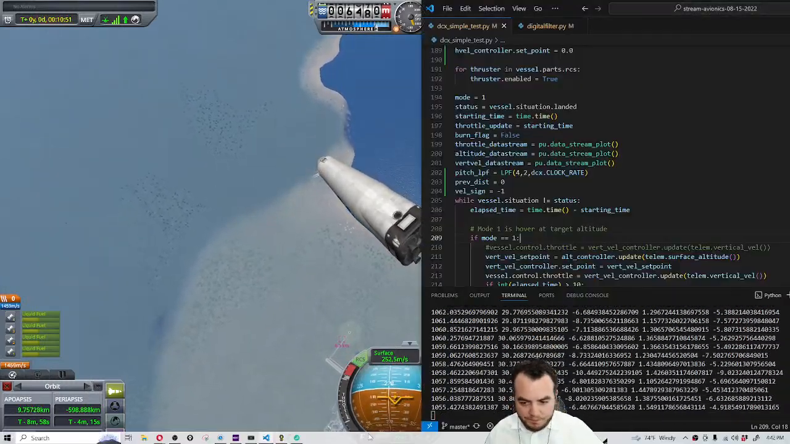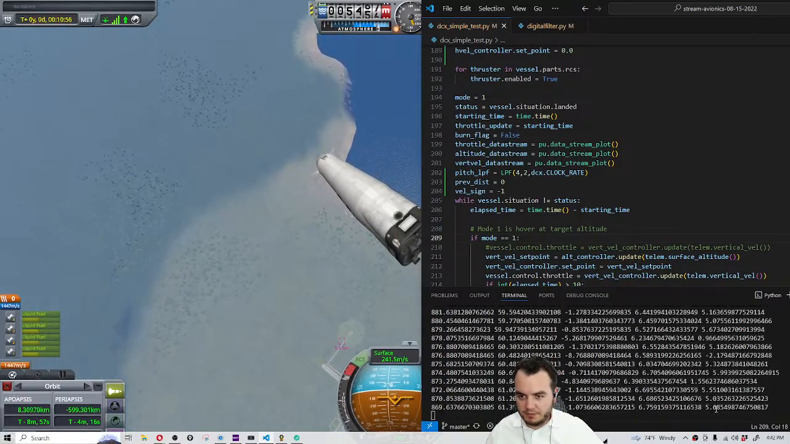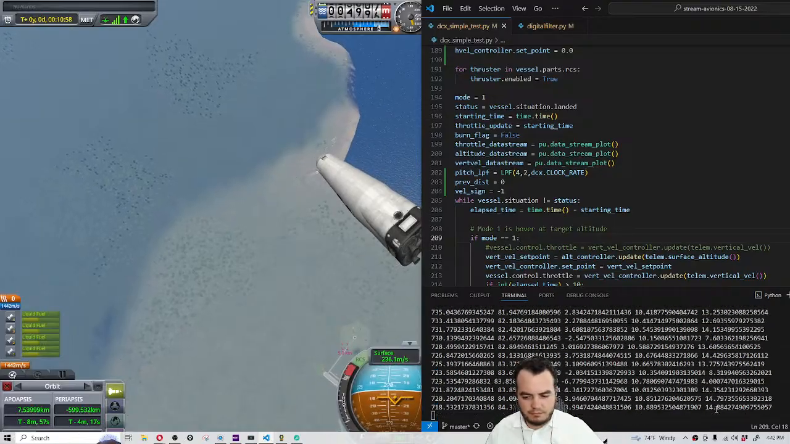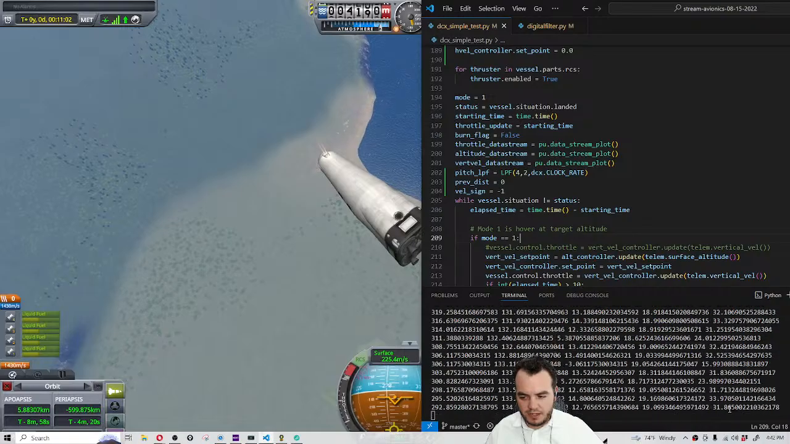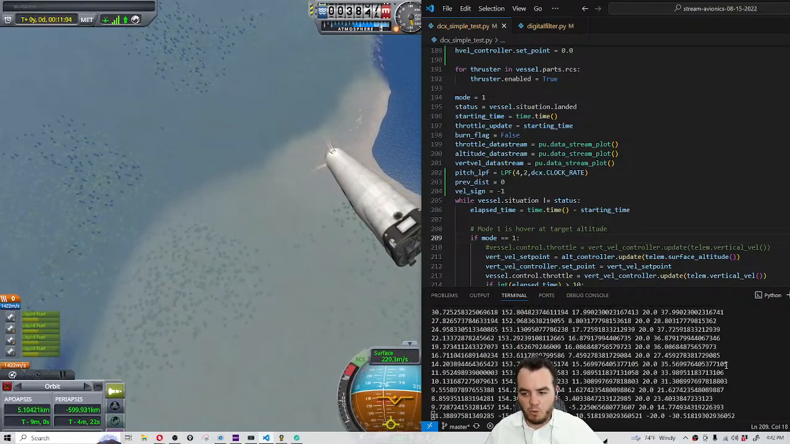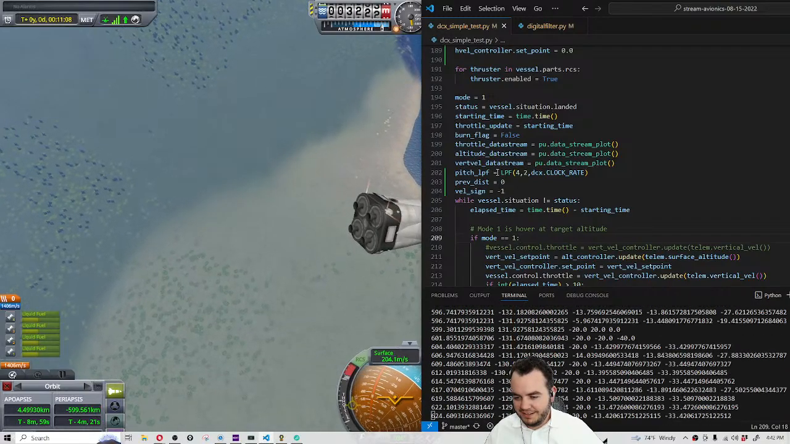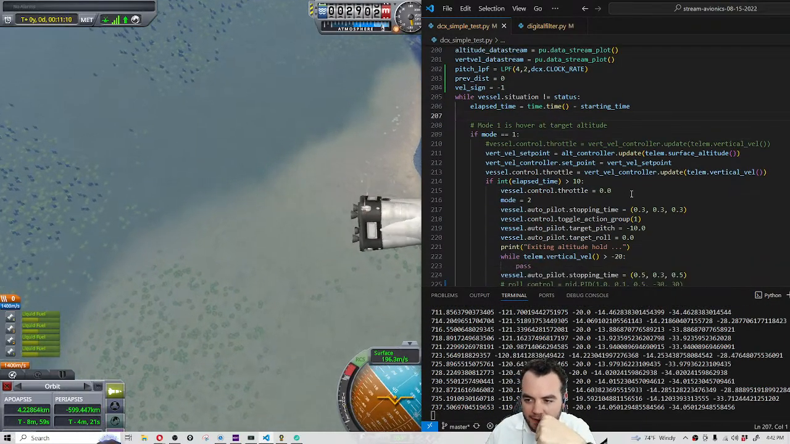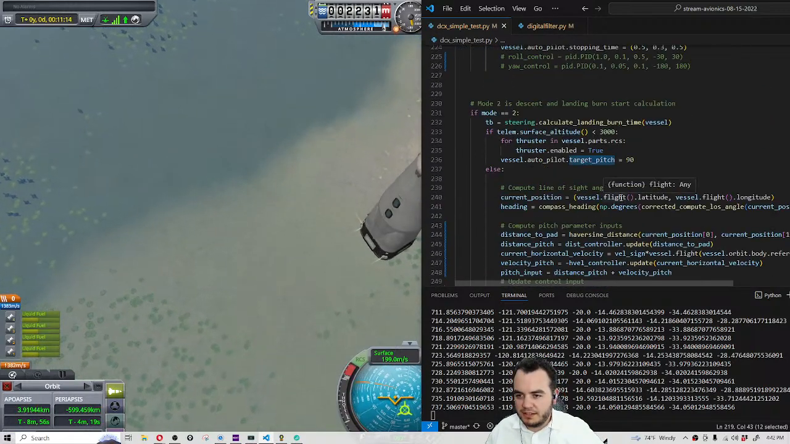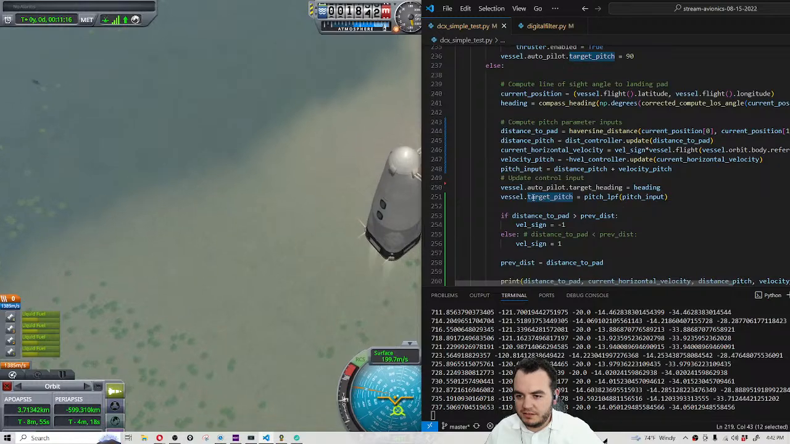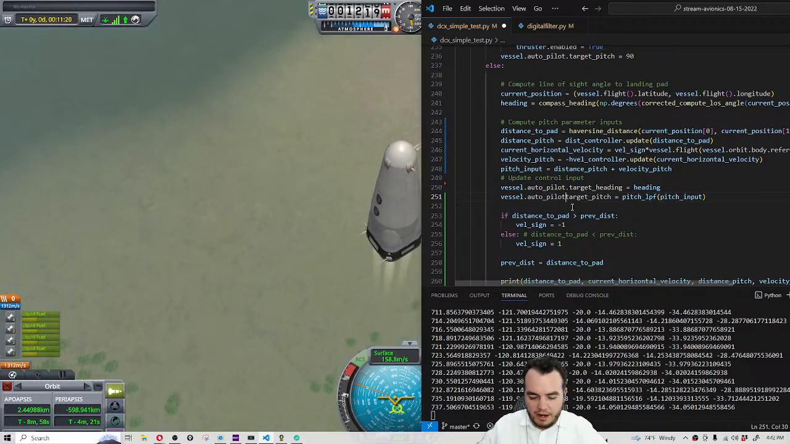Stand by. We are now moving towards the pad, and we should now be commanding up. We are moving towards the pad, and we are trying to pitch up, and it is not working. Why? Oh my gosh, I'm so silly, chat. So silly. Why doesn't that error? I don't understand why that doesn't error though.